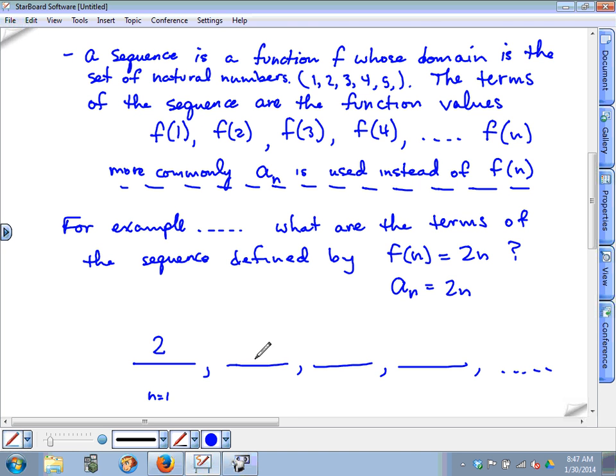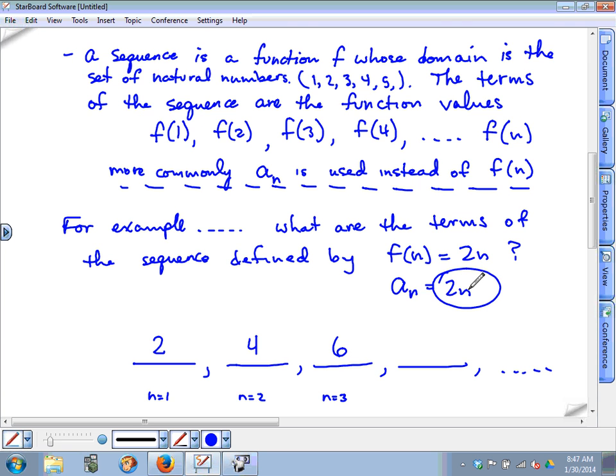Okay? Now, for the second term of the sequence, now you're going to have an n value of 2. If n equals 2, what is that second term? 4. Okay? And here, if n equals 3, because that's the third term of the sequence, what are we going to get as a term there? Where are these numbers coming from? The 2 and the 4 and the 6?